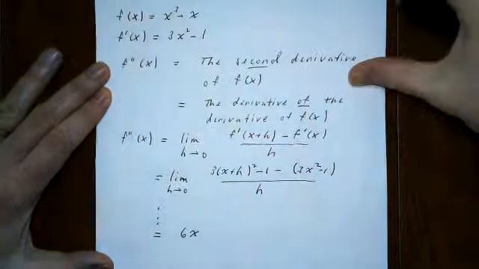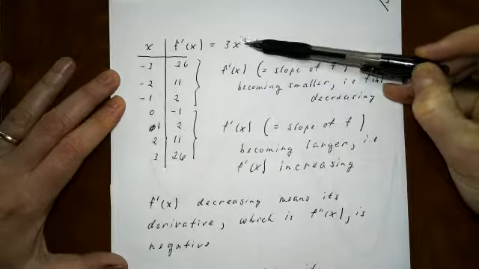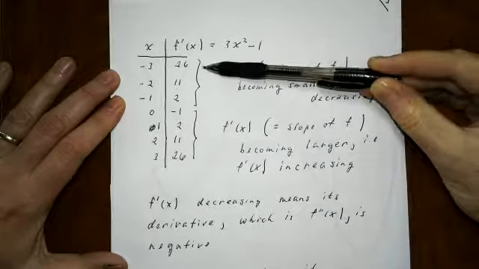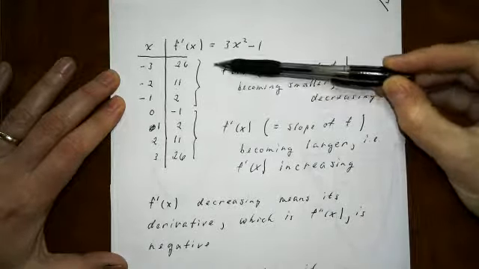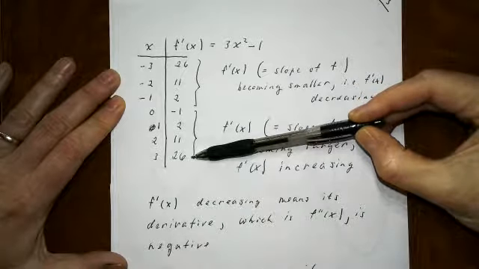Now let's take a look at this numerically. I have a table of values where x ranges from -3 up to 3, and I'm making the table of the derivative 3x squared minus 1 using those x values. So when x is negative 3, I get 26. When x is negative 2, I get 11, and so on and so forth.